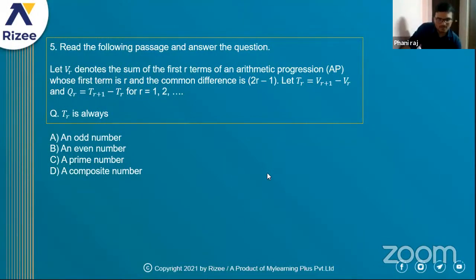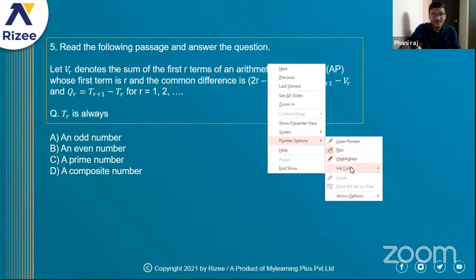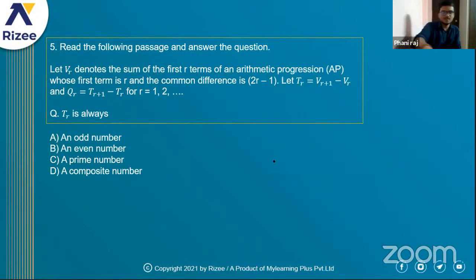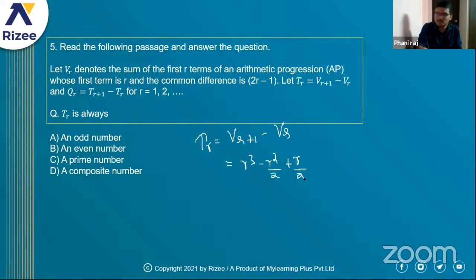Now you see, that is a level 1. In fact, this question is a very famous question. Now you see V_r denotes the sum of the first r terms. Now T_r equal to V_(r+1) minus V_r. But what is this? r cube minus r square by 2 plus r by 2. This is V_r, no? Okay, this is V_r. I'll put this in the bracket, just so I don't forget it.